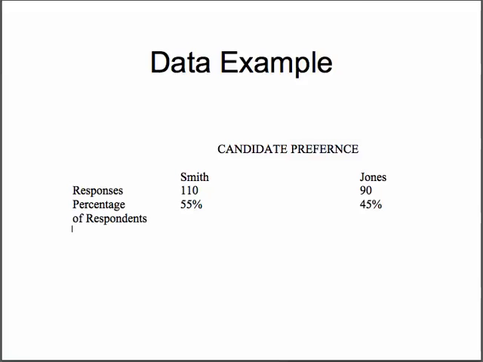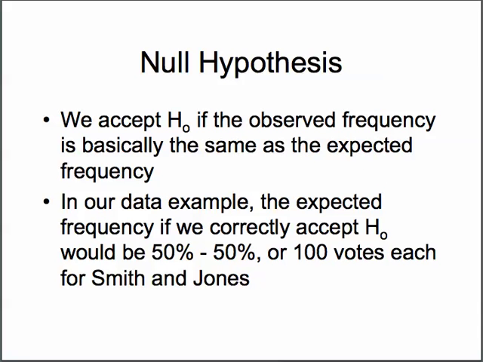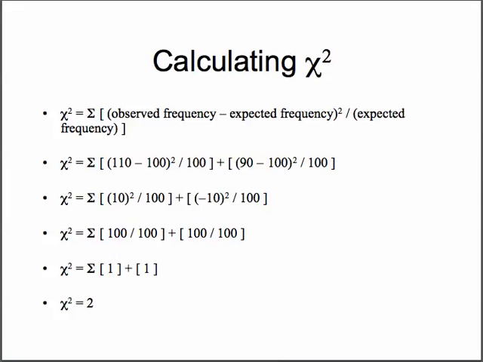We want to know if this sample is statistically different from a dead heat between Smith and Jones. What would the null hypothesis be, expressed in percentage terms? 50% to 50%. Thus, the sample would be split evenly, 100 votes for Smith, 100 votes for Jones. In order to figure out if 55% is statistically different from 50%, we'll perform the following operation.